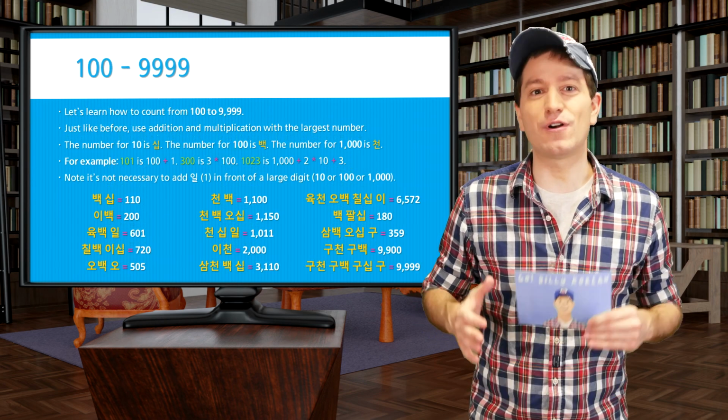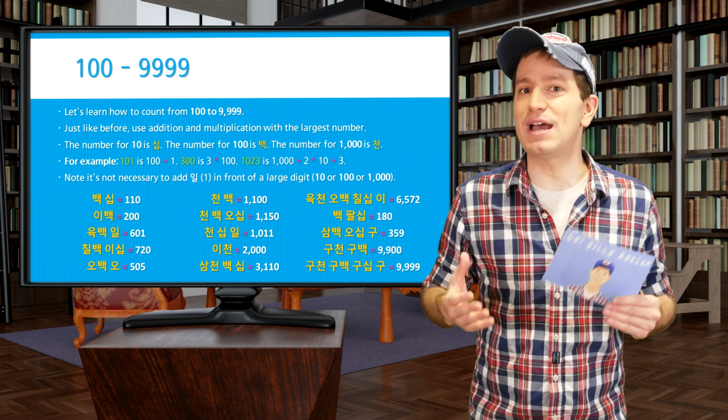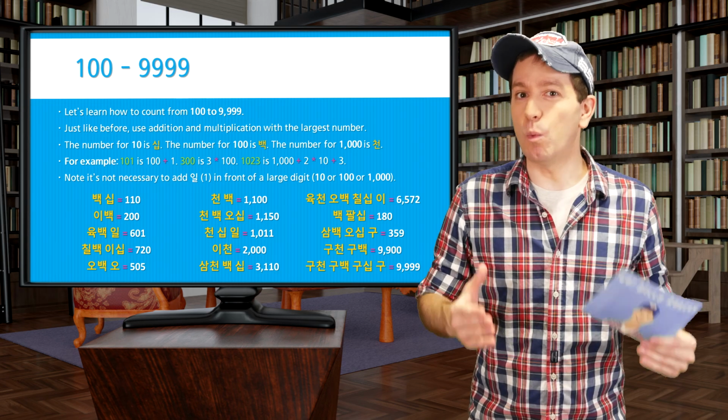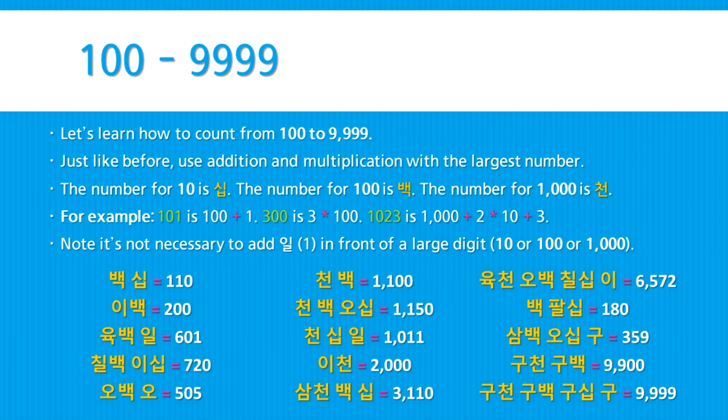Next, let's learn how to count from 100 up until 9,999. And the way it works is the same as before. 10 is 십, 100 is 백, and 1,000 is 천. Here's how that works. For example, 101 is 100 plus 1. 300 is 3 times 100. 1023 is 1000 plus 2 times 10 plus 3. Note that it's not necessary to add 1, il, in front of a large digit, 10, 100, or 1000.